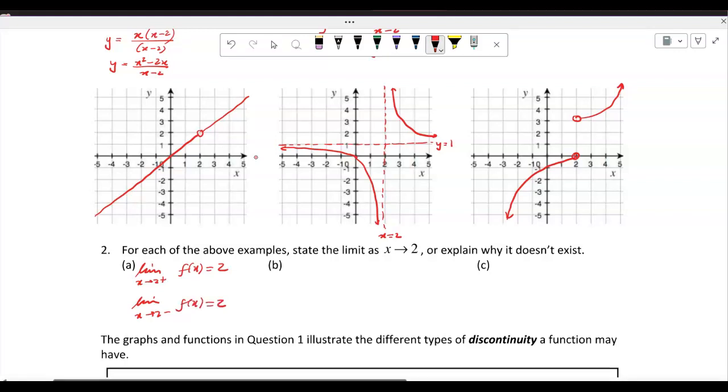Okay. Then? So next one, it doesn't exist. Yeah, because it's infinity. So limit as x tends to 2 from the positive side of the function is going to plus infinity, and limit as x tends to 2 from the negative side of f(x) is going to minus infinity. So it doesn't exist.